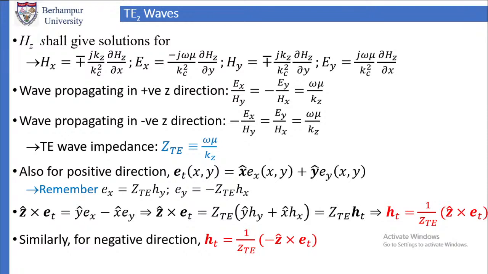Similarly, for the negative direction we will get Ht is equal to 1 by ZTE into minus z cap cross Et. So these are the two things that we will get.